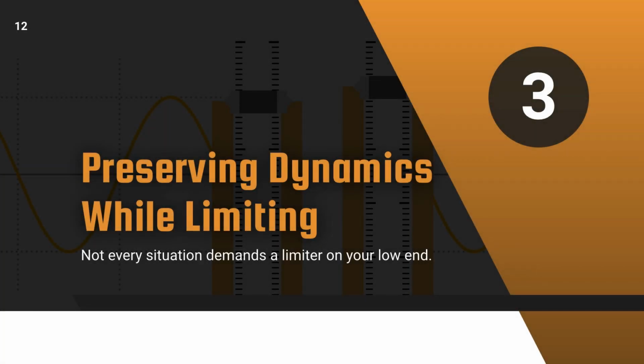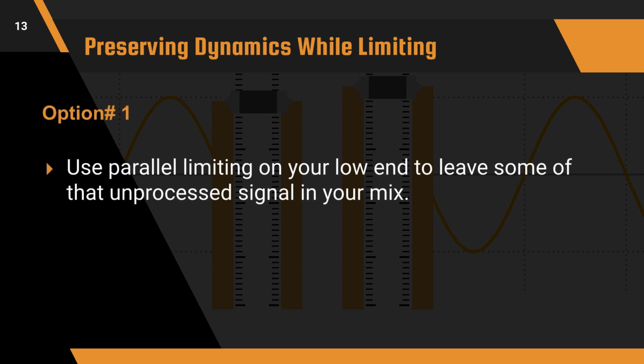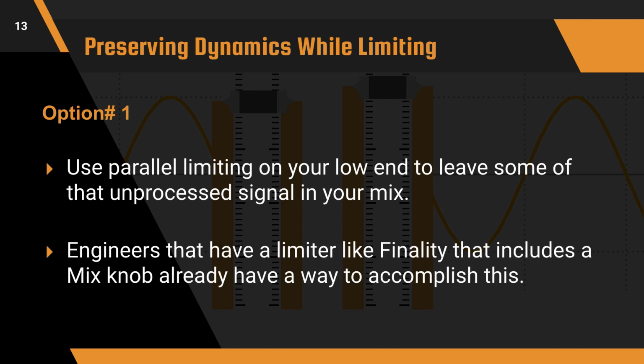As I mentioned just a few minutes ago, not every situation demands a limiter on your low end. In some rare instances, you may even want the consistency of a limited bass signal with the dynamics that come from a raw signal. In these situations, you've really got two options. Option number one is to use parallel limiting on your low end and to leave some of that unprocessed signal in your mix. Limiters that include a mix knob already have a way to accomplish this. By using the mix knob, you can determine how much of the wet limited signal makes it into your output and how much dry unprocessed signal makes it through.